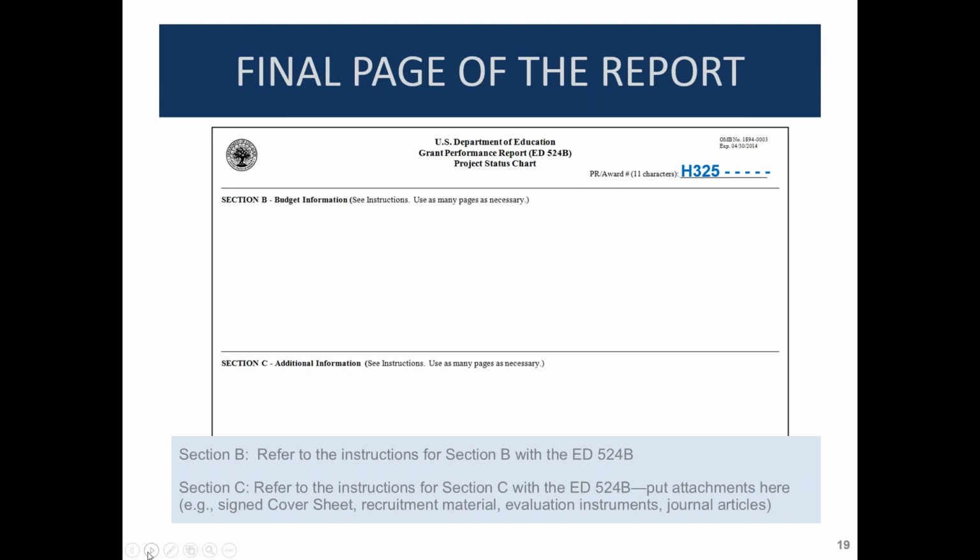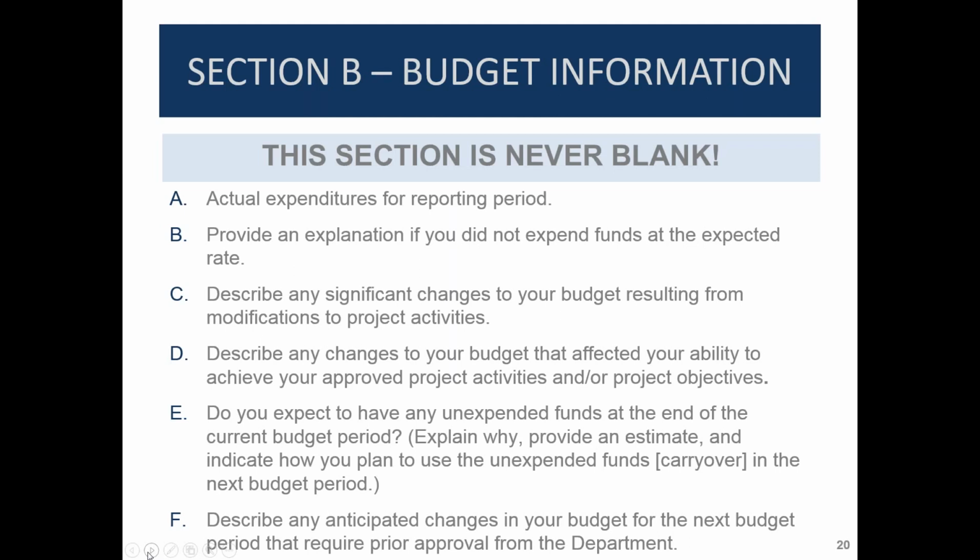Instructions for sections B and C are provided in the instructions that you will be emailed, but I wanted to touch base on some important aspects. Section B is about the budget. As indicated, this section should never be blank.